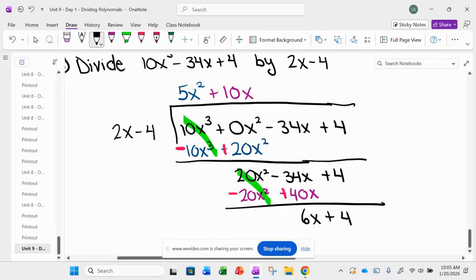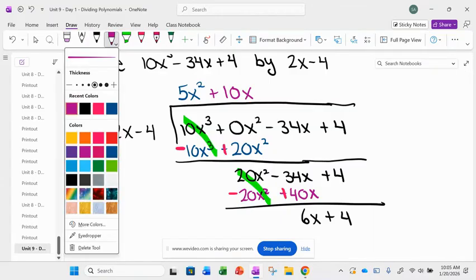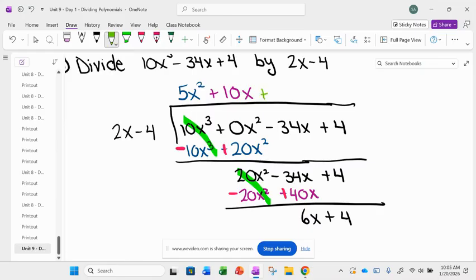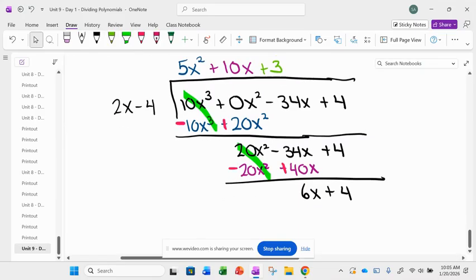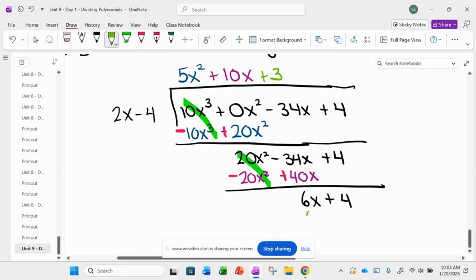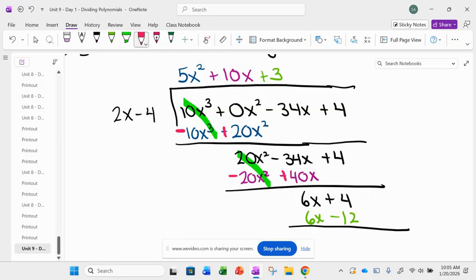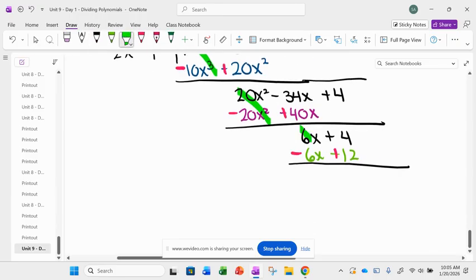2x times what will give us 6x? 3. Good. Distribute in that 3. 3 times 2x is a 6x. 3 times negative 4 is a negative 12. Distribute in that negative and change up all our signs. 6x's cancel, and we are left with 16.